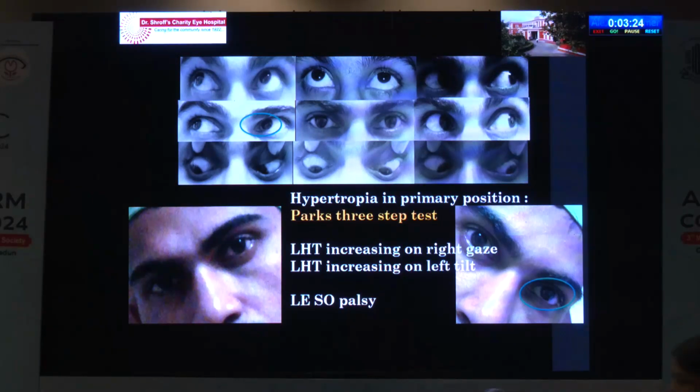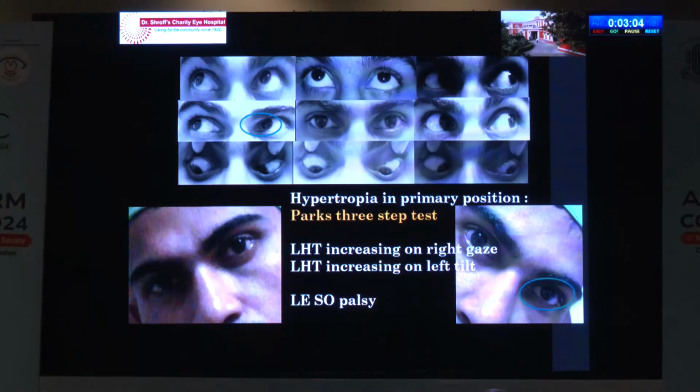That is, you do it first in the primary gaze, and then you do it in the gazes, and then you do it in the tilts. I'm not going into the details of this because I have just 7 minutes. But with the Parks 3-step test, you can come to the diagnosis of whether it's a superior oblique palsy or a superior rectus paresis.